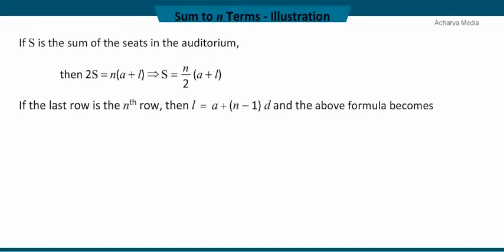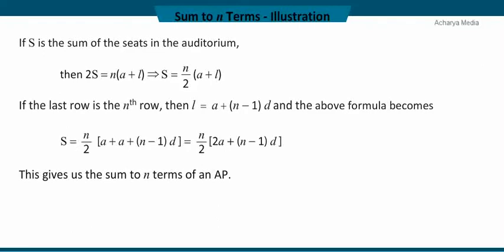If the last row is the nth row, then L is equal to A plus (n minus 1) into D, and the above formula becomes S is equal to n divided by 2 into (A plus (n minus 1) into D), which is equal to n divided by 2 into (2A plus (n minus 1) into D). This gives the sum to n terms of an AP.